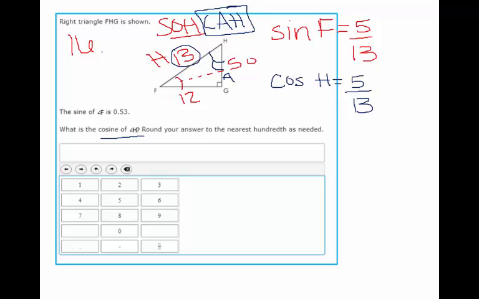So when it says the sine of F is 0.53, you don't even have to know anything else really, because the sine of one angle is equal to the cosine of the other angle. And so your answer for this one would have just been 0.53. They should be equal.